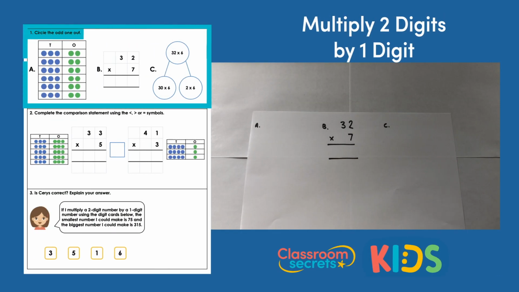Question 1. Circle the odd one out. We have 3 different representations of multiplication calculations and I'm going to have a look at solving each of those calculations to find the odd one out.